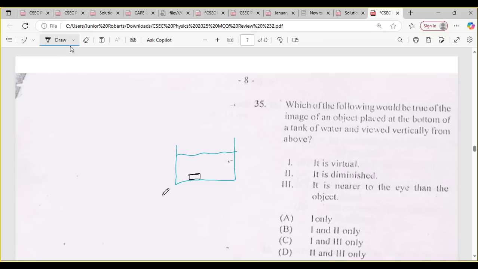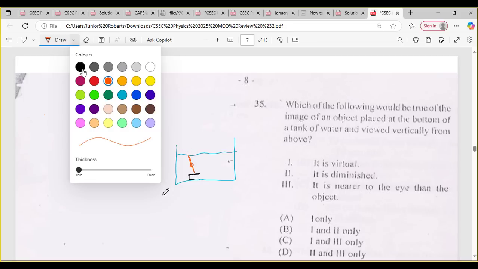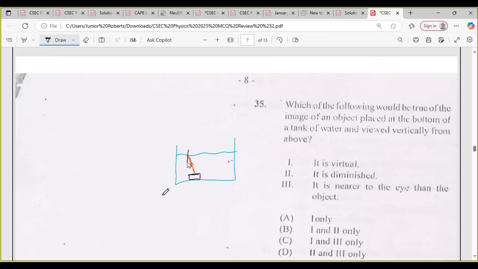What really happens is that when we have light rays traveling from this object, let's say we have a ray of light traveling like that. Once it meets the boundary between the water and the air, it's going to undergo refraction. So let's put a normal. We're going from more dense, which is water, to less dense, which is air, so it's going to refract away from the normal. We're going to get something like that, if I can sketch it properly.